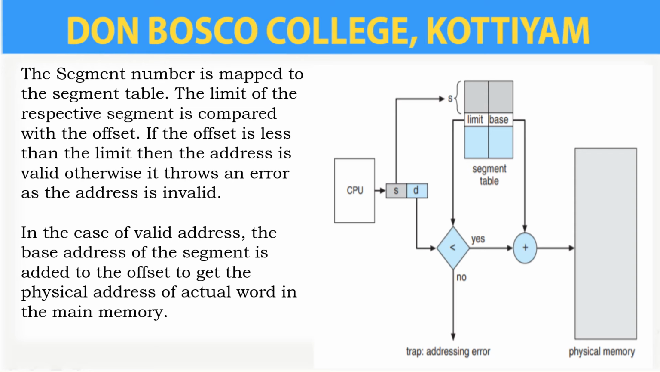Then this limit will be compared with the offset value. If the offset value is less than the limit, it will be executing, going to the physical memory and continuing the execution. And if the offset value is not less than the limit, then it will be generating an interrupt, and the process will be terminated.